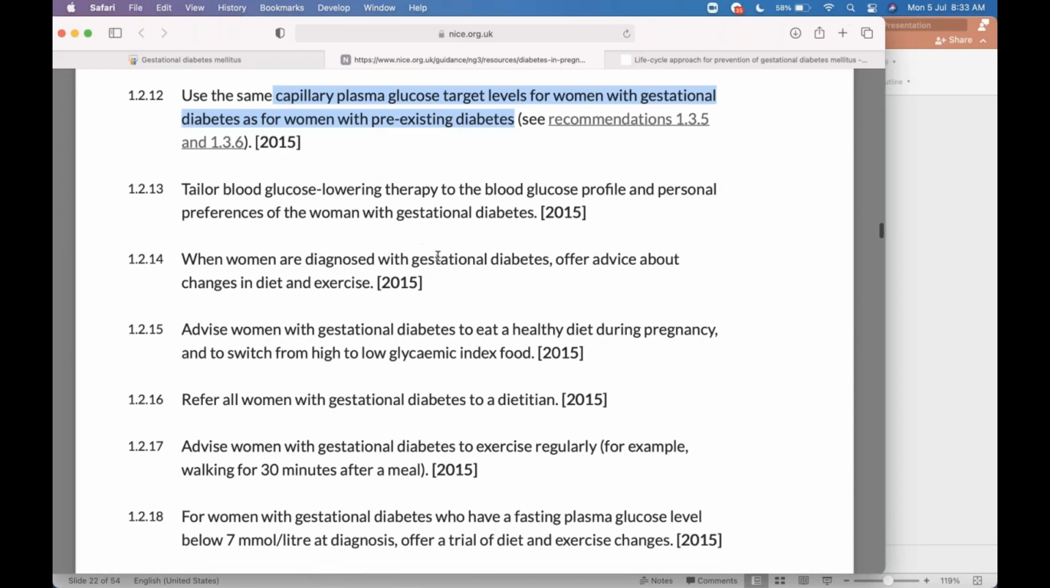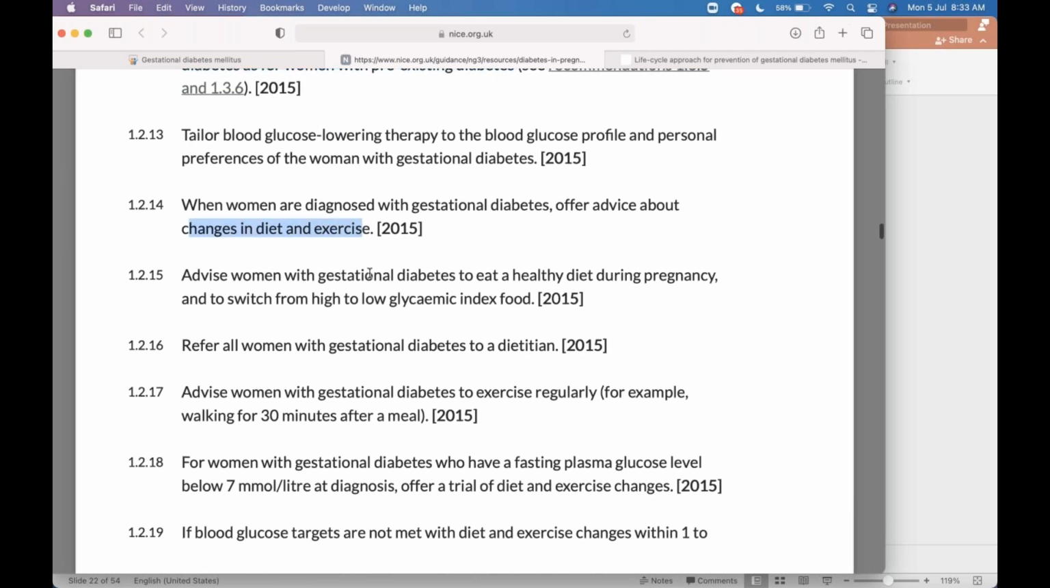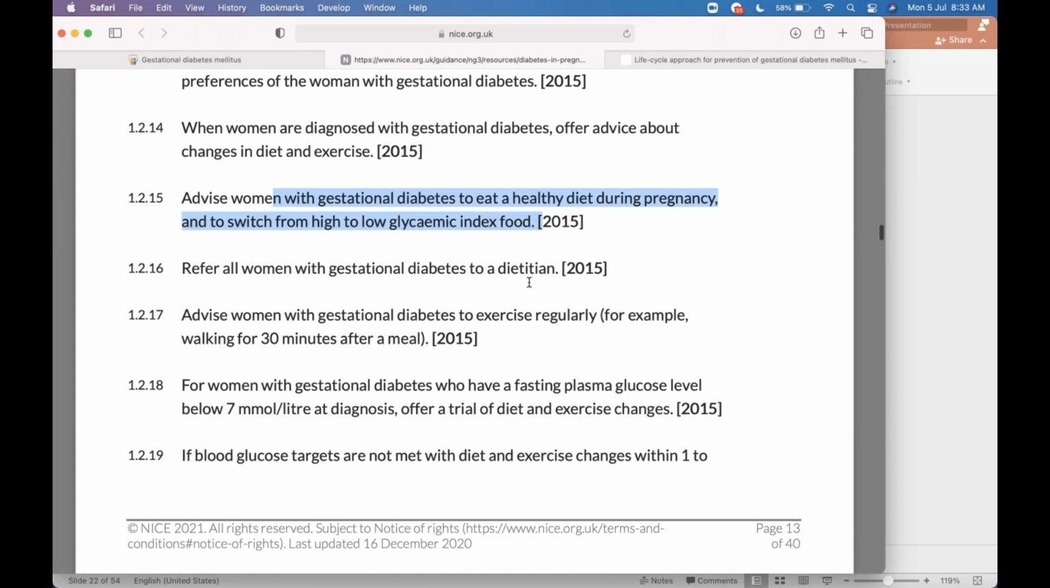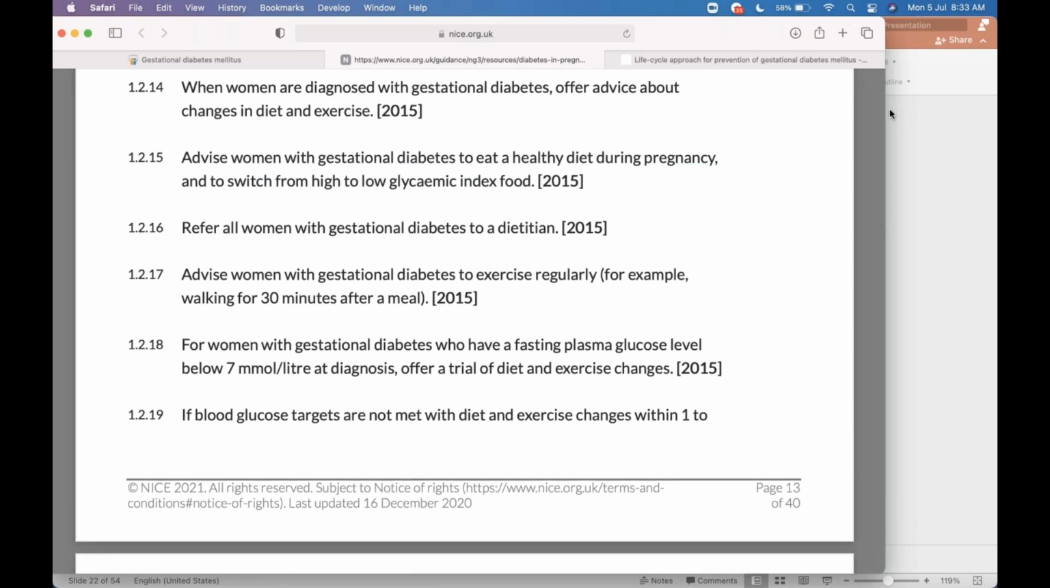So you will give her MNT, medical nutritional therapy, and by that you will give her changes in the diet and exercise. She has to be advised to eat healthy food during pregnancy, switching from high to low glycemic. Can anybody mention the types of high glycemic index and low? What are the high glycemic index foods that she needs to avoid? Please mention watermelon. No, I'm asking for high glycemic index food. Yes, mango. Yes, more importantly, mango, sugary foods, ice cream.